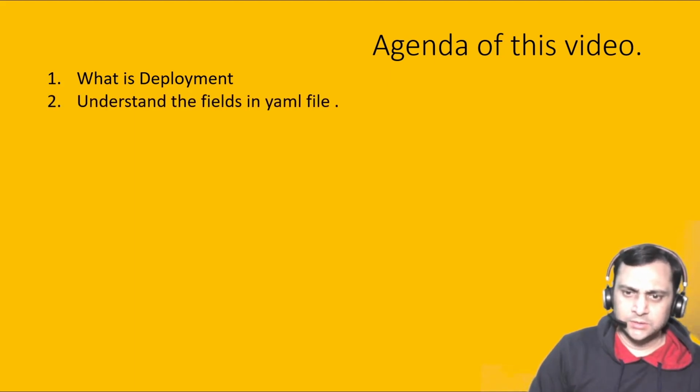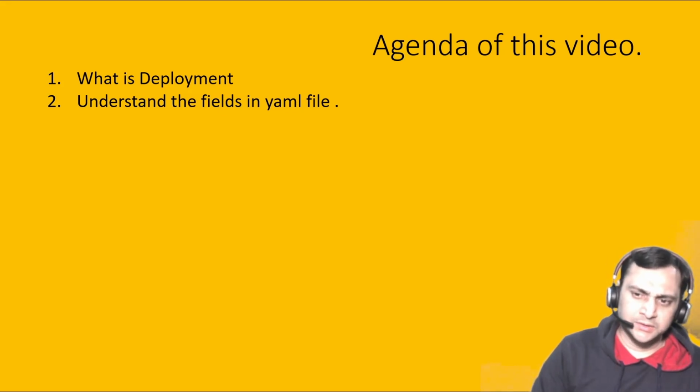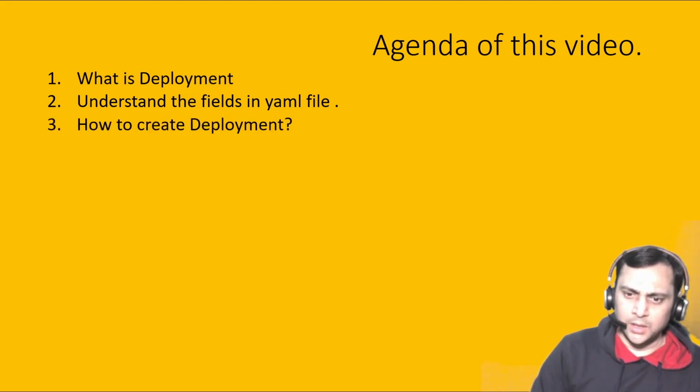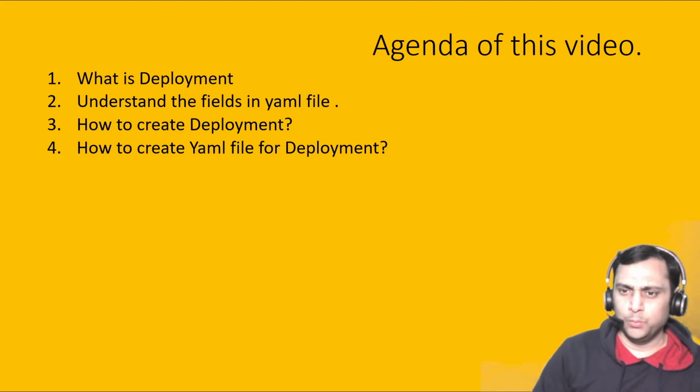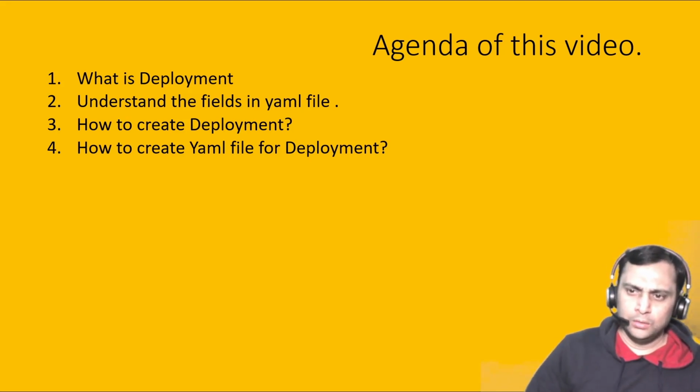Second topic is understanding the fields in the YAML file. Just for your information, a simple deployment YAML file looks like a replica set YAML file. However, in the deployment YAML file, we have more options as compared to the replica set YAML file. Third is how to create a deployment. There are two ways to create the deployment. I will explain it in this topic. Fourth is how to create a YAML file for deployment. Good to know how to create a deployment YAML file or from where we can copy the deployment YAML file.